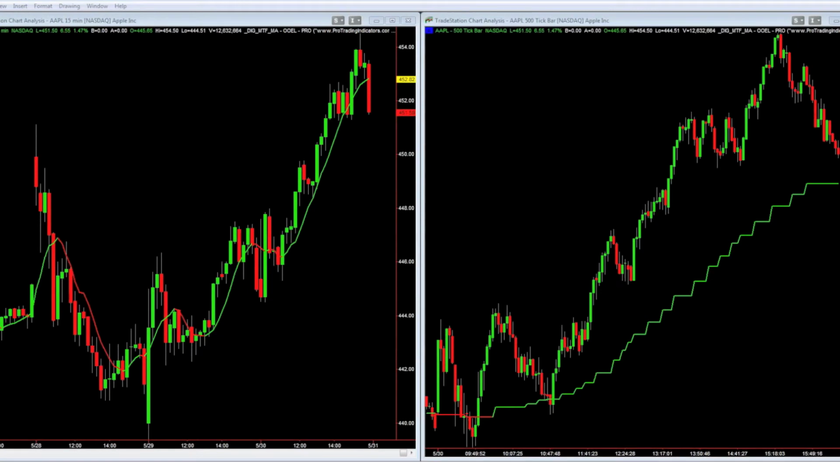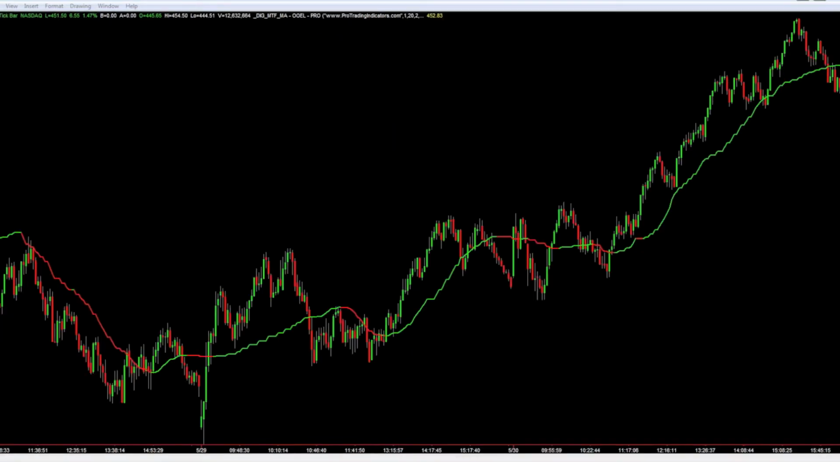You can also do the opposite and have a higher time frame on your chart and reference a lower time frame. Here we've got a 15-minute chart of Apple referencing a 5-minute time frame of this moving average right here. And it's also important to see that it works on tick charts. This is a 500 tick chart with a 2500 tick chart reference of the 20-period moving average on that.